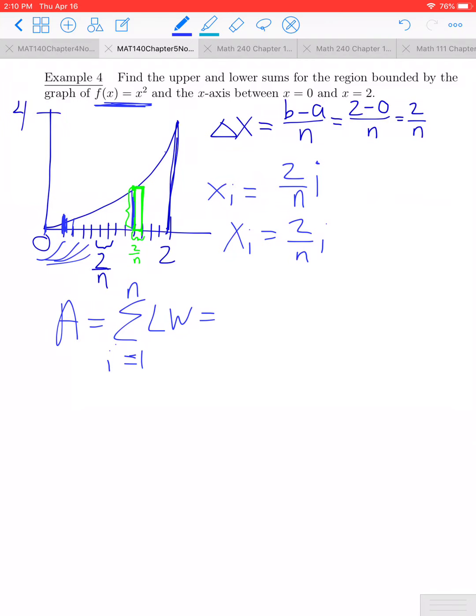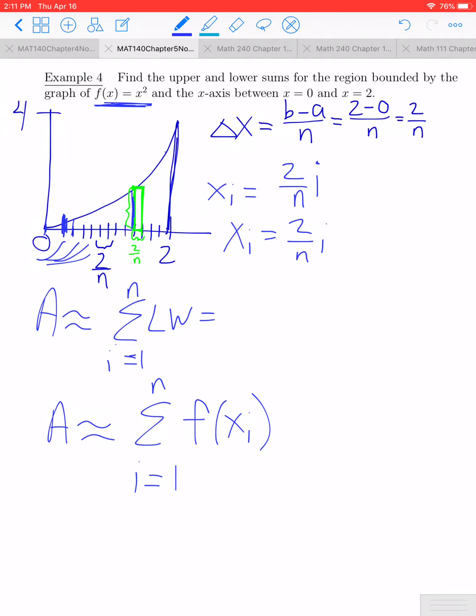So this would be the sum from i equals 1. I should say the approximation sum, not the final answer. This isn't the area of our region. This is just the approximation using sums. This would be the sum from i equals 1 to n of the length, which we said was f evaluated at xi, times the width, which in this case is going to be 2 over n.